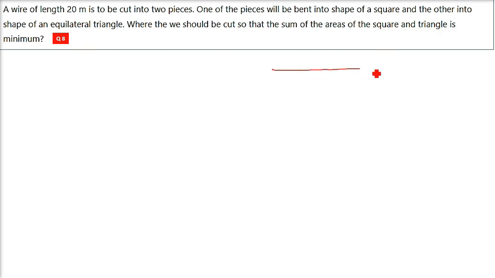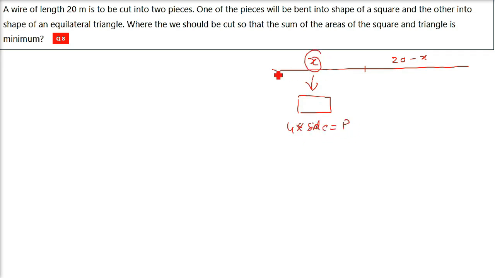So, along the lines of the previous question, we will do the same thing. We have the total length as 20. If we take one part as x, the other part will be 20 minus x. And we have to do the same thing here also. x is the whole addition of the four sides. All the four sides are equal, so you can call it 4 into side is equal to the perimeter.